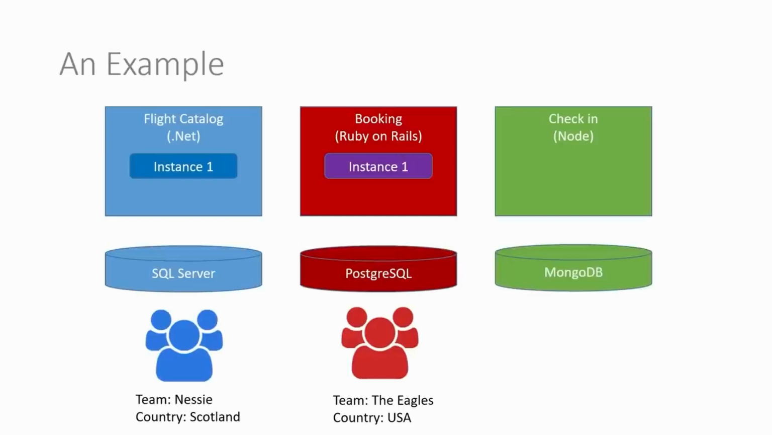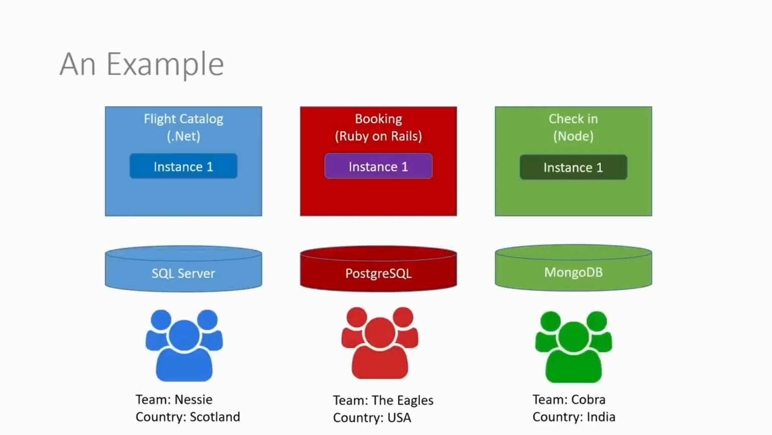So they all have different domains. They may be run by different parts of the business. Our check-in service in this case is written in Node. We have one instance and it's using a MongoDB. So again, to labour the point, it has its own data store and it's written by a team in India. So the takeaway from this slide is that separate services written by different teams have their own database and they will be somewhat reliant on each other. So for example, you won't be able to check in unless you have access to booking details.